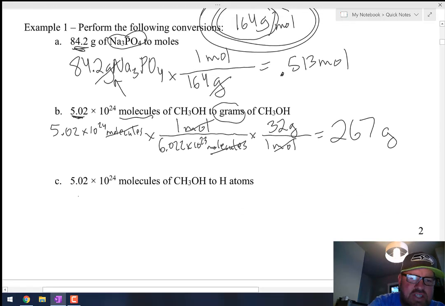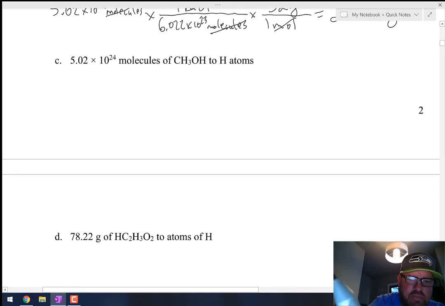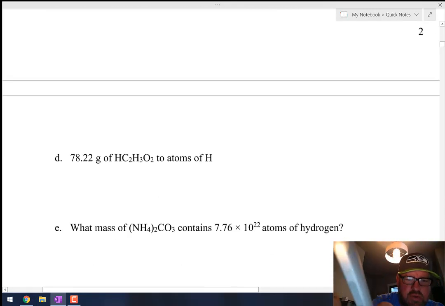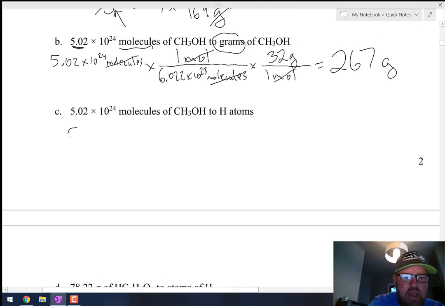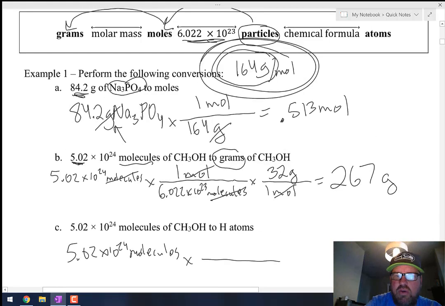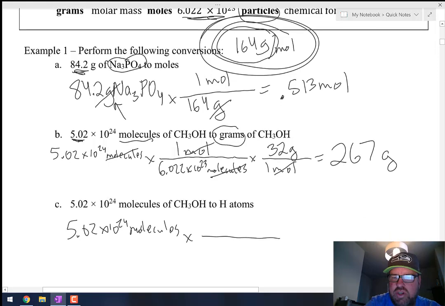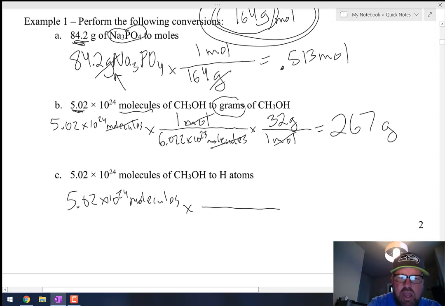Okay, and then our last one here for these examples. Oh, no, sorry, there's a couple more. Okay, and on letter C, we've got 5.02, so that same number as before, times 10 to the 24th molecules. I just wanted to show this one time, because really what we're doing here now is we're going from particles over to atoms. So let me show you how to do that. Because this is how many molecules we have, but they want to know how many hydrogen atoms are there in that number of molecules.